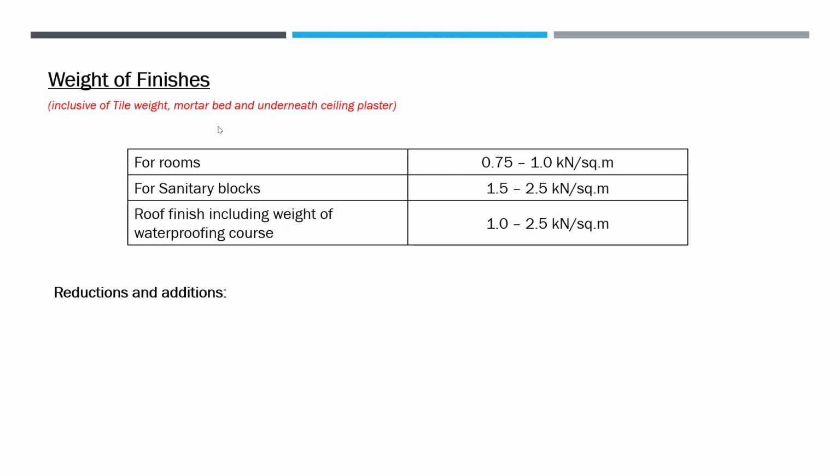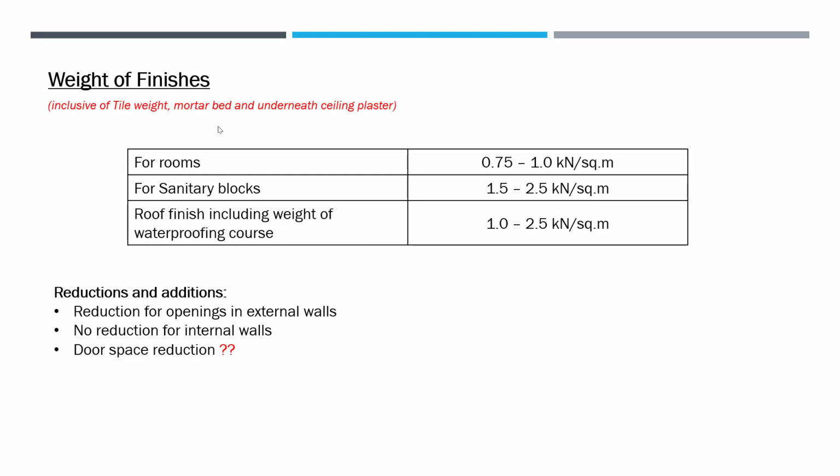We have some additions and reductions in these values. Appropriate reduction in load can be considered for openings in external walls. No such reduction shall be considered for interior walls because normally there are no openings in these walls. Reduction for door opening is generally not made because it is balanced by increase in wall loads due to wall mountings, fixtures and cupboards. Separate loads shall be considered for lofts in rooms projecting outside the walls.